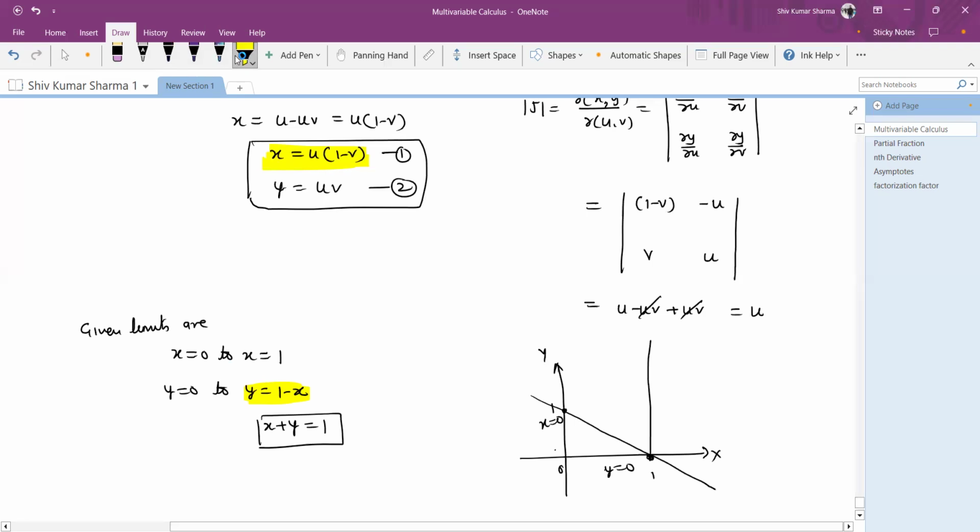And we are talking about this shaded region. This is the triangle shape. So we are talking about this region. This is our bounded region.